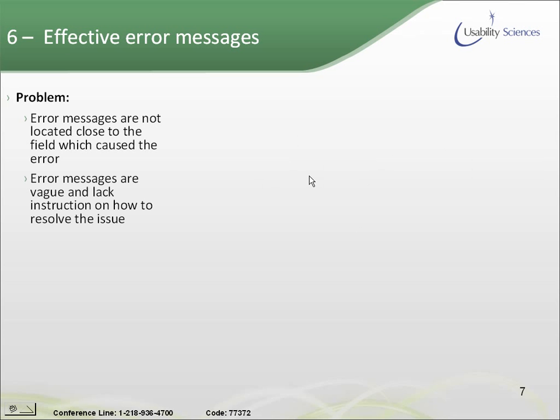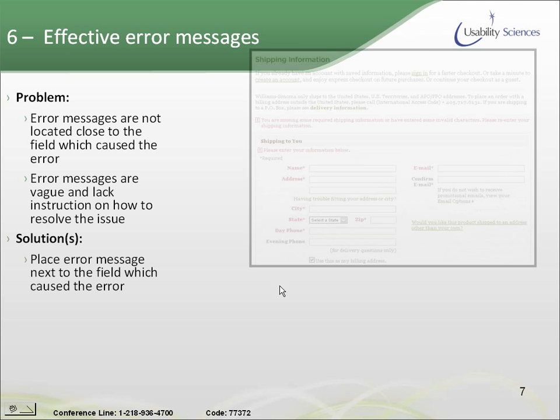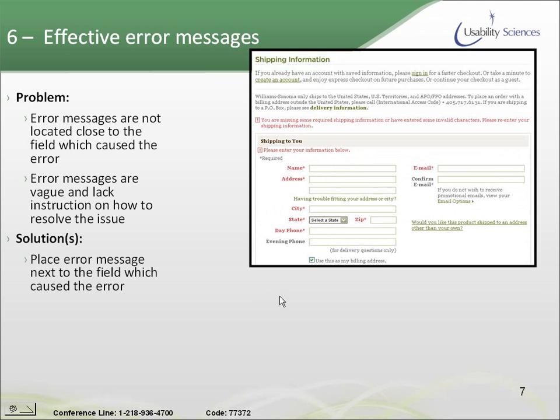Often these messages are vague and don't give users a way how to fix the problem. They just say, hey, you got a problem, good luck to you. They don't tell you exactly what you did to cause the problem and how you can fix it. Easy solution is place error messages next to the field that caused the error.